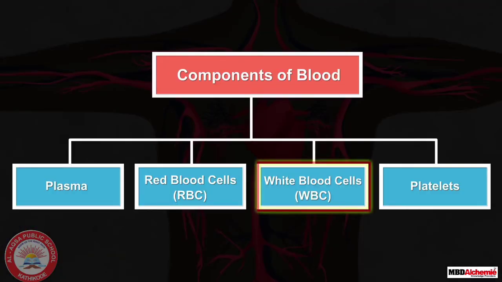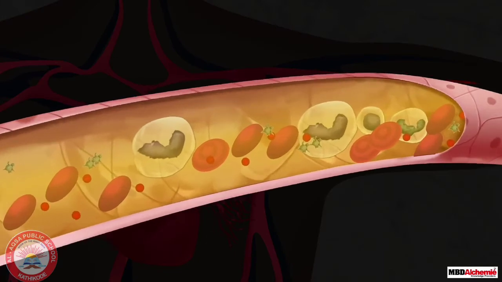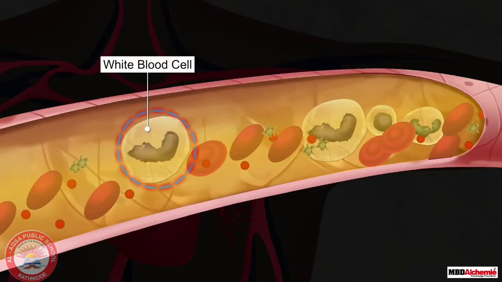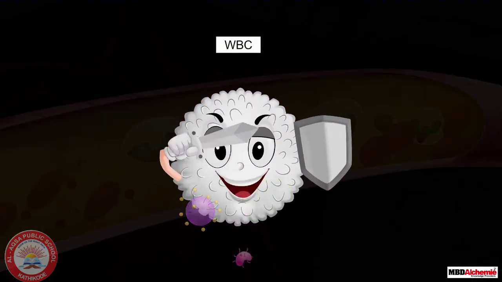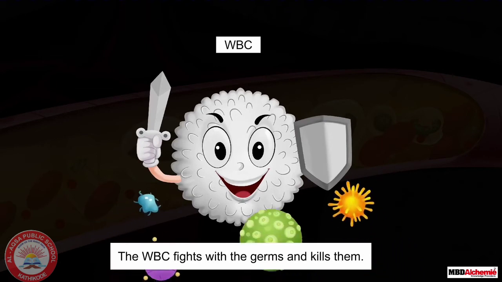The next component is the white blood cell or the WBC. The WBC helps to fight against germs that may enter our body. Each time a germ enters our body, the WBC fights with the germs and kills them.